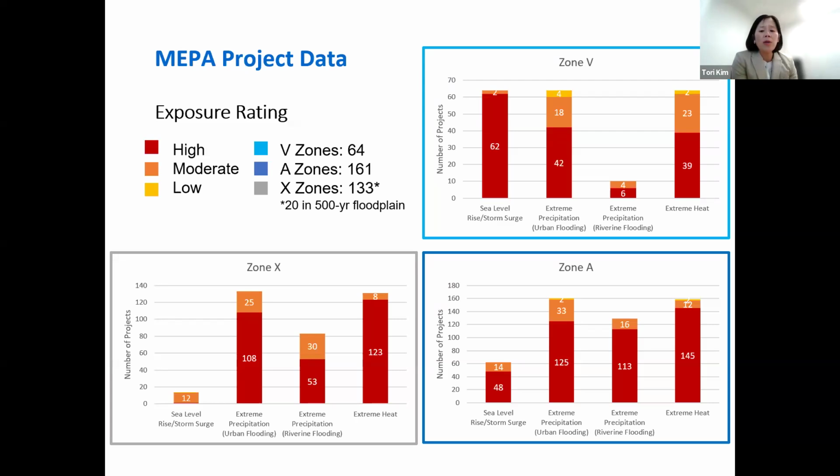I think what was somewhat surprising to us was the X zone, the gray box. 133 projects were well outside the 100-year floodplain, sometimes even outside the 500-year floodplain. And about half of those, 53, were rated high risk for riverine flooding, and 100, almost all of them, were rated high for urban flooding.